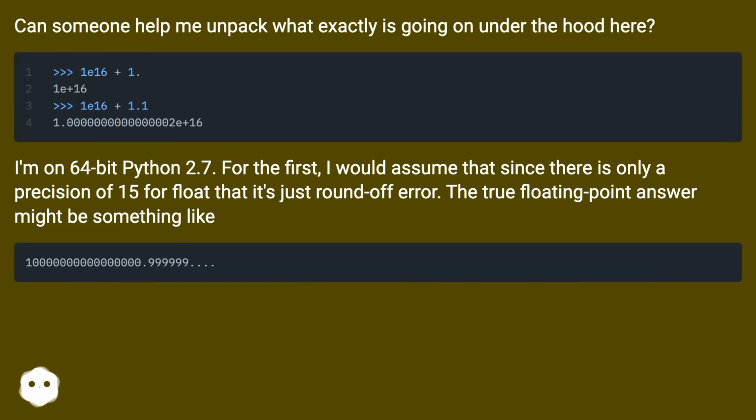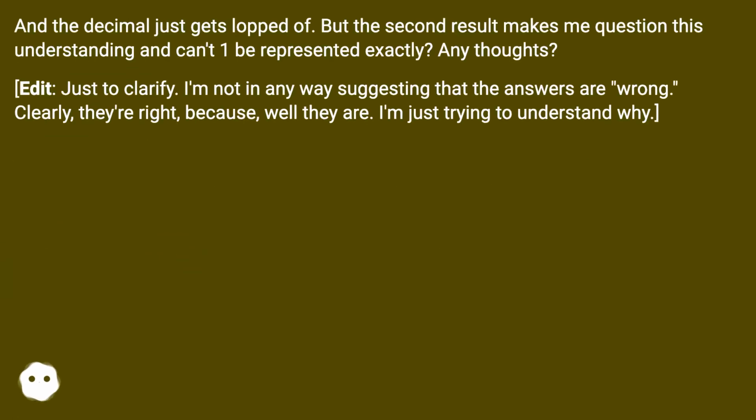For the first, I would assume that since there is only a precision of 15 for float that it's just round-off error. The true floating point answer might be something like... and the decimal just gets lopped off. But the second result makes me question this understanding, and can't one be represented exactly?